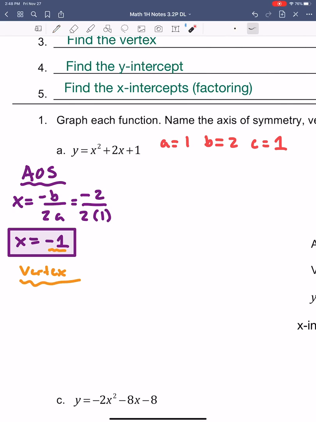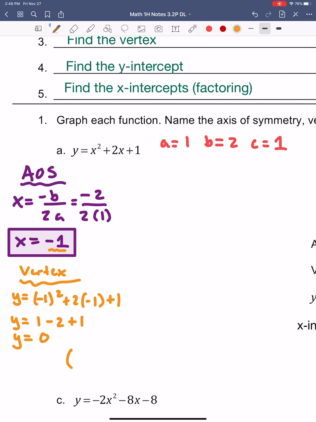And I'm going to take that negative 1, I'm going to plug it in for x in my original equation. And so it looks like this. Y equals, instead of x squared, I have negative 1 squared plus 2 times negative 1 and plus 1. So I just took my axis of symmetry number, which was negative 1, and punched in for x. And now I'll evaluate here. This is going to be 1 minus 2 plus 1, which gives me 0. And so that means that my vertex is going to be at negative 1, that's the x value from above, comma 0, that's the y value that I just found.